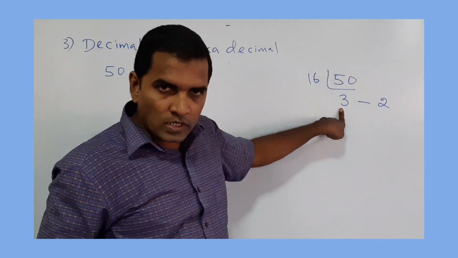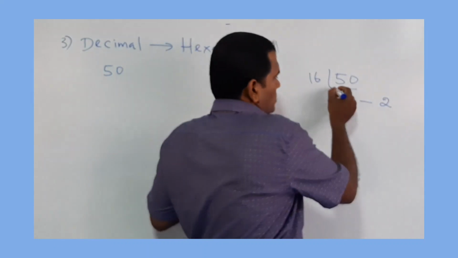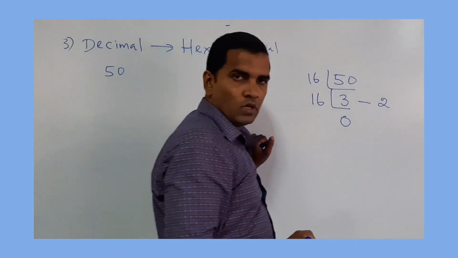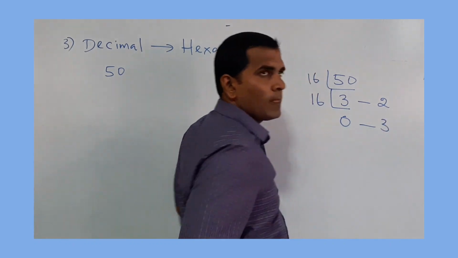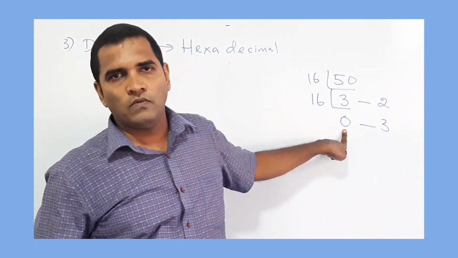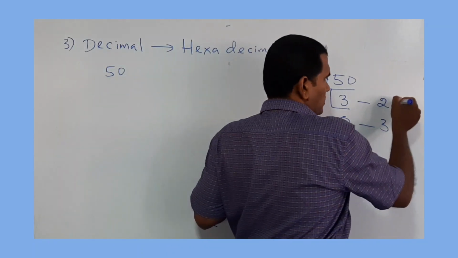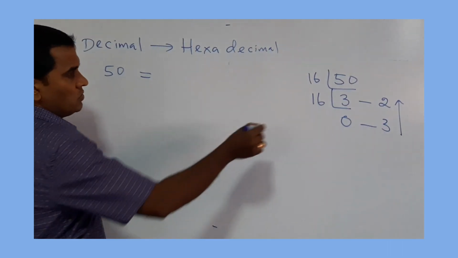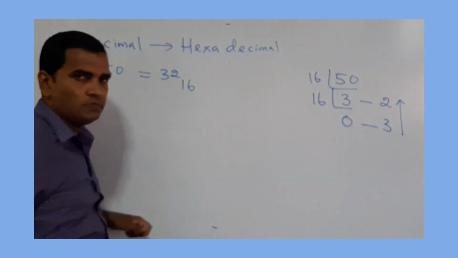Now look. 3 is smaller than 16, but it can be divided further. So divide it again. It's 0 times 0 quotient, and the remainder is 3. Put the 3 here. So this becomes 0, which means we cannot divide hereafter. So stop and get your answer. So here 50 is equal to 32 to base 16.